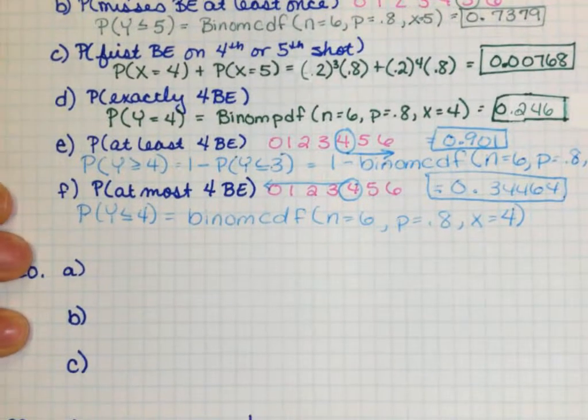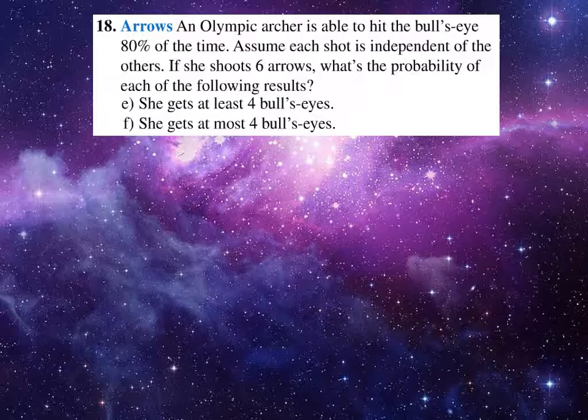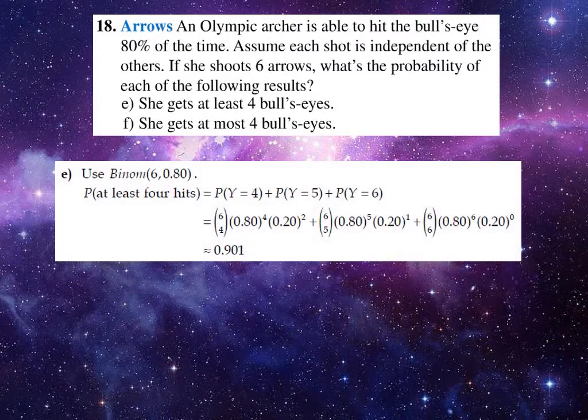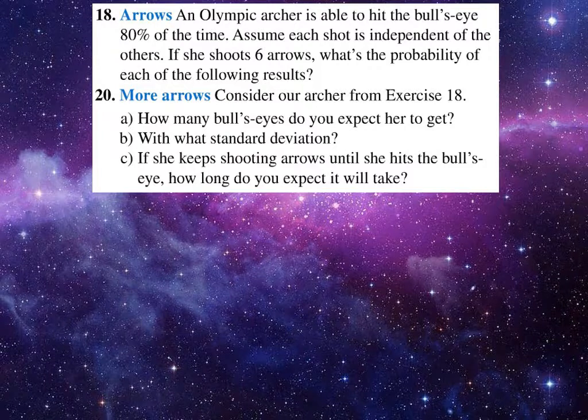Just going to do as much practice today as we can get through. Yes, sir? I put it in binomialcdf with 6, 0.8, and 3, and I did 1 minus that, and I got 0.9. That's the answer for E. Okay, now we're talking about expected values and standard deviations.